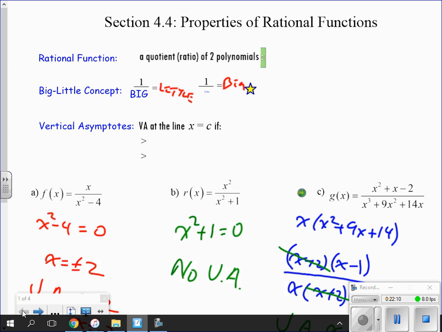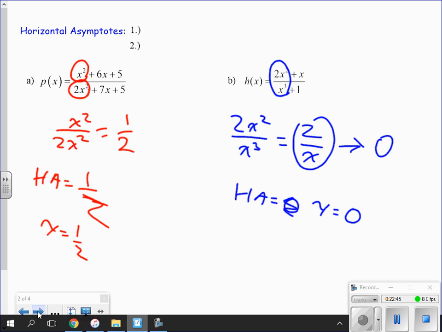Vertical ones tend to happen in the middle, where your zeros are. Horizontal ones tend to happen way out at the end, as your numbers get really big, and it doesn't really matter what the number is. The middle could be anywhere from where I have a zero to a zero. But big, I mean, we're talking about millions and stuff like that. Okay, so that one, we found the vertical asymptotes. Could I also find the horizontal ones for that equation? Yeah, you can. We're just doing one at a time right now. Don't worry, we'll get there.